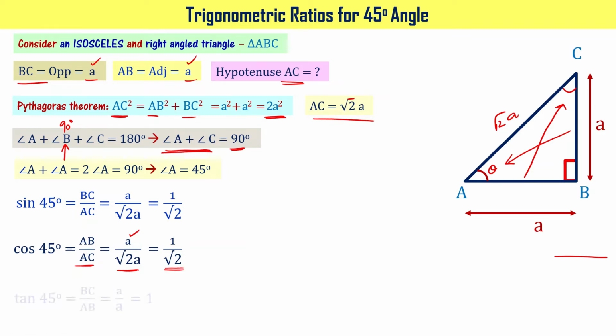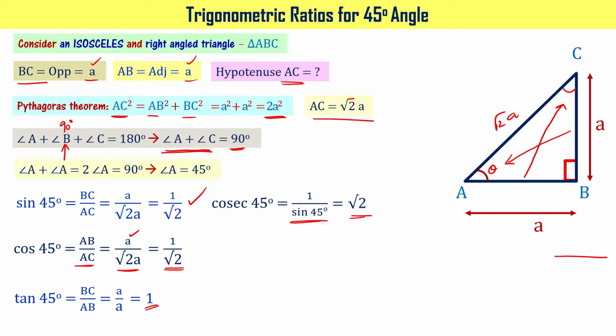Tan 45 degrees is BC by AB, meaning the opposite side to angle theta, that is 45 degrees, divided by the adjacent side to angle theta, that is A by A, which is equal to 1, right? Now, since we know sine 45 degrees, cosec 45 degrees is going to be equal to 1 by sine 45, that is equal to root 2, right?